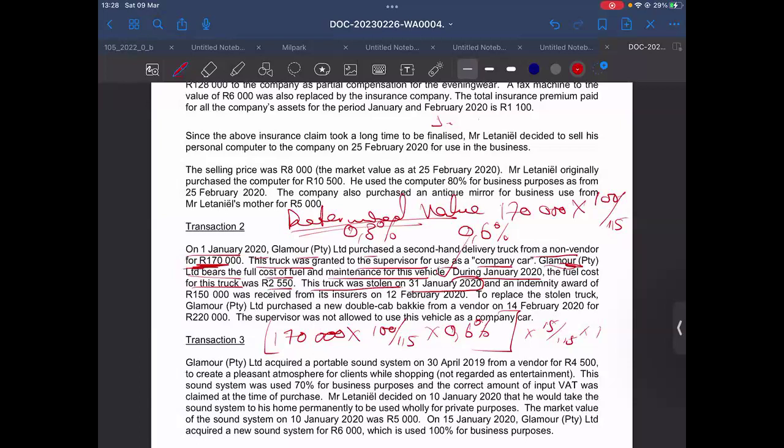So the supervisor only used the vehicle for 1 month. So the fringe benefit which was received was only received for a period of how many? 1 month. So we need to calculate tax for a period of what? 1 month, not for 2 months. Why? Because we lost the vehicle on 31 January and we replaced it on 14 February. So the supervisor only used the vehicle for a period of what? For 1 month. You check the last statement, they're saying the supervisor was not allowed to use this vehicle as company car. That is the new vehicle which was purchased as a replacement.